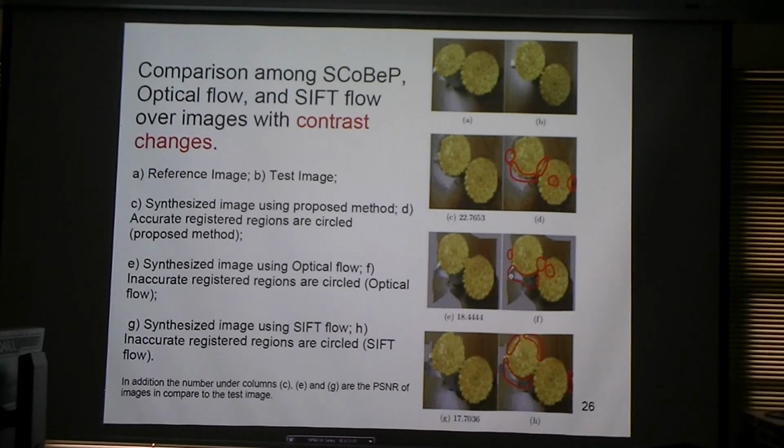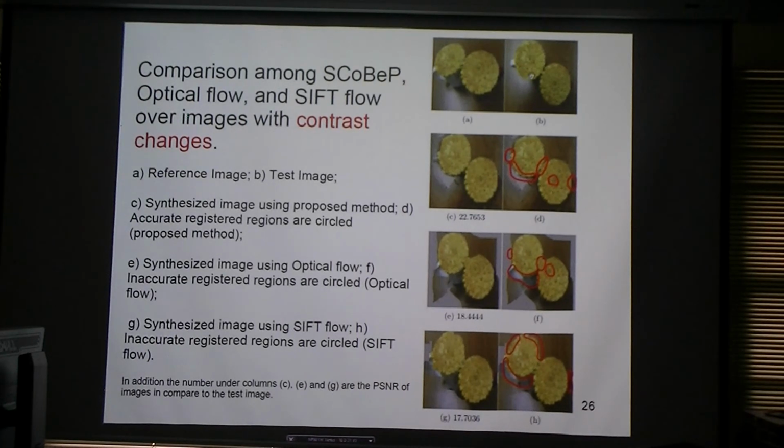For example, here, if this one is a reference image and this one is a test image, this one is the image synthesized using our SCoBeP. It means that we use the reference image pixels to map and show the test image, so this one should be similar to the test image. But for example, here you can see the body of the mark, but the mark is not in the test image.